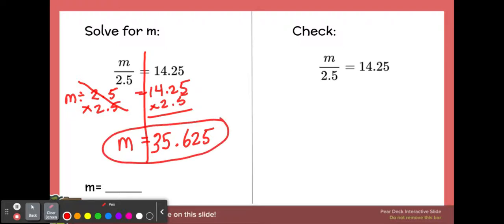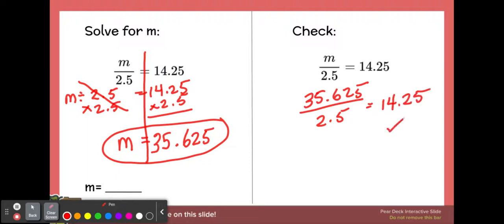That's almost when I would probably come over here and double check. And I would take that and divide it by 2 and 5/10 in my calculator, and I would get 14 and 25 hundredths. It does check out.